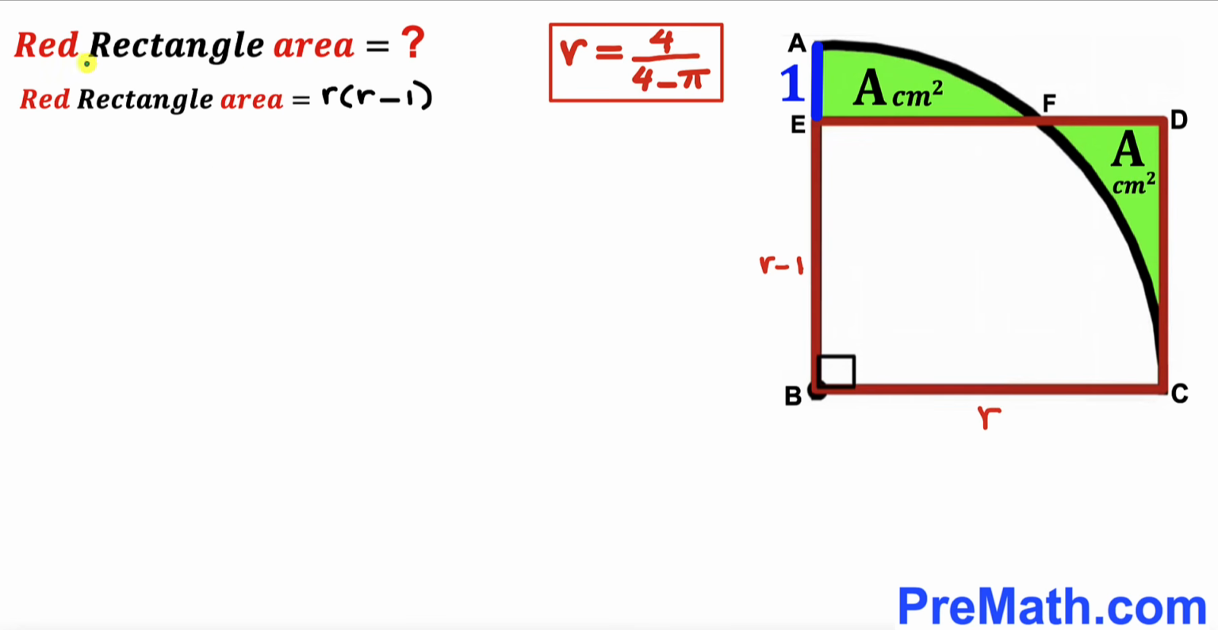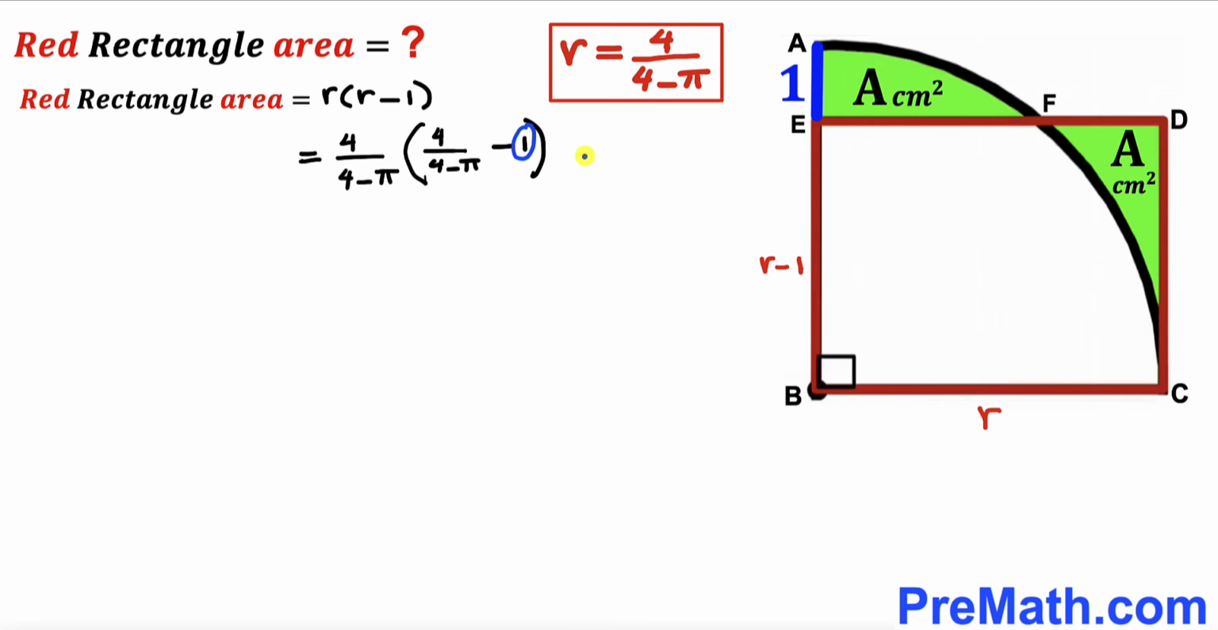And here's our final step. Now we are going to calculate the area of this red rectangle BCDE. And we know from this equation the red rectangle area is supposed to be lowercase r times r minus 1, where our radius r value is 4 divided by 4 minus pi. Let's go ahead and fill in the blanks. So our radius lowercase r value is 4 divided by 4 minus pi. And then I'm gonna substitute radius r value once again, 4 divided by 4 minus pi, and then minus 1. And now I'm going to tweak this one.